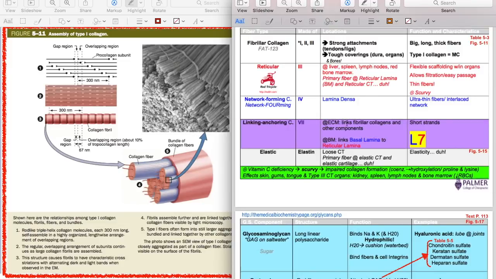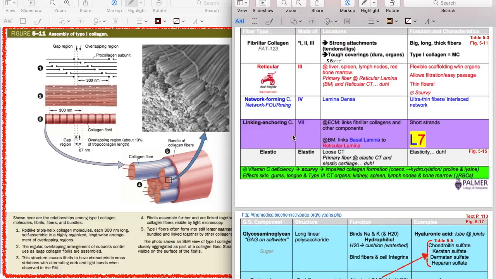It's in the extracellular matrix, linking fibrillar collagens to other stuff. Linking and anchoring, it links fibrillar collagen to other stuff in the extracellular matrix. I suppose that makes sense if it's linking, anchoring, and it links stuff together within the ECM. Okay, that just makes sense. And then in the basement membrane, we just talked about it. It's basically the smallest connecting point, right, between the epithelium and connective tissue. So between the basal lamina and the reticular lamina.